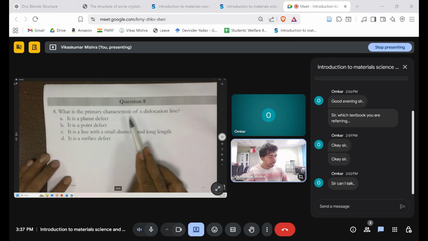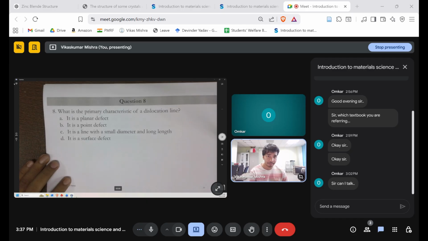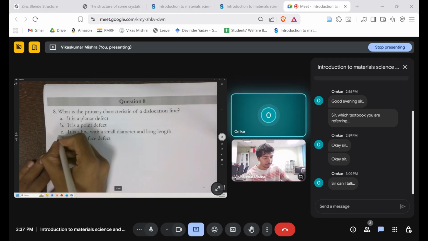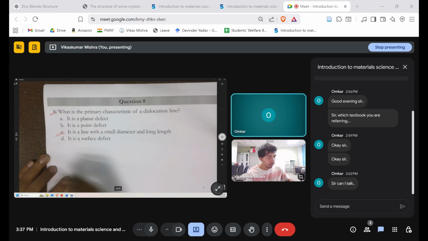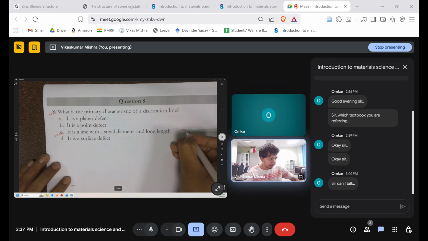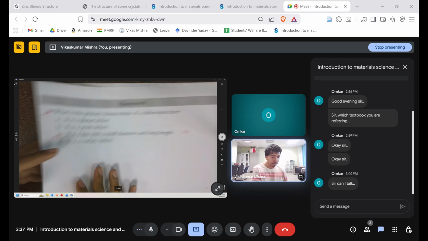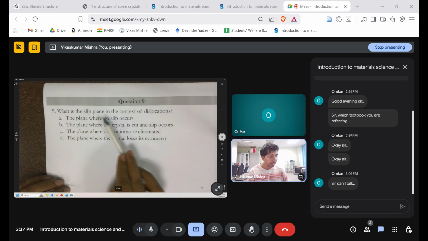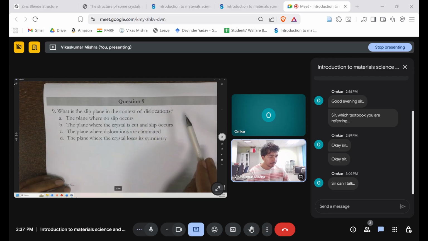What is the primary characteristic of a dislocation line? It is a planar defect, point defect. It is a line with a small diameter and a long length. It is a surface defect. It's a line with a small diameter and long length. Perfect. Okay, it's a 1D defect. Let's move ahead.